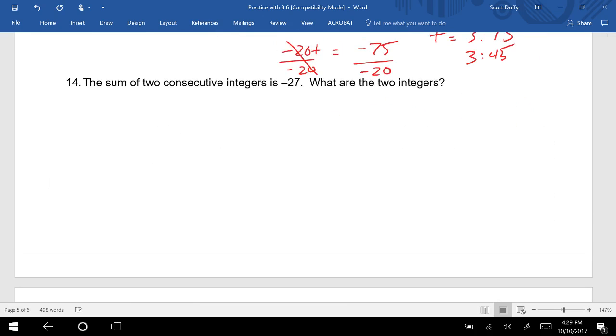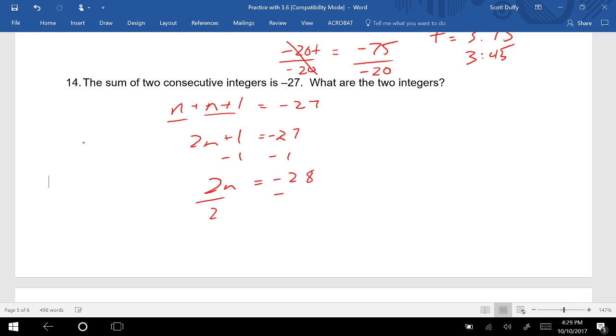Okay, so the sum of two consecutive integers is negative 27. So some number n, and then n plus 1. The sum of those two numbers is negative 27. Let's figure out what they are. n plus n plus 1 is 2n plus 1 equals negative 27. Subtract 1, 2n equals negative 28. Divide by 2, n equals negative 14. If n equals negative 14, n plus 1 equals negative 13.